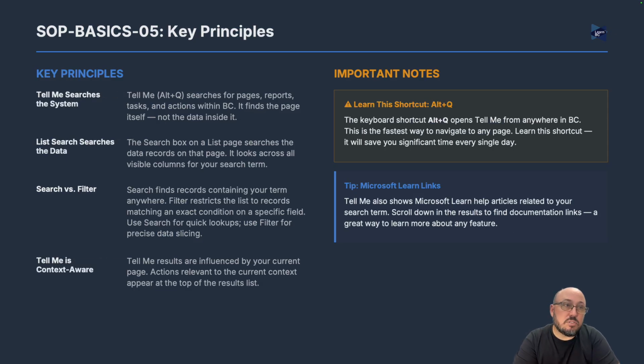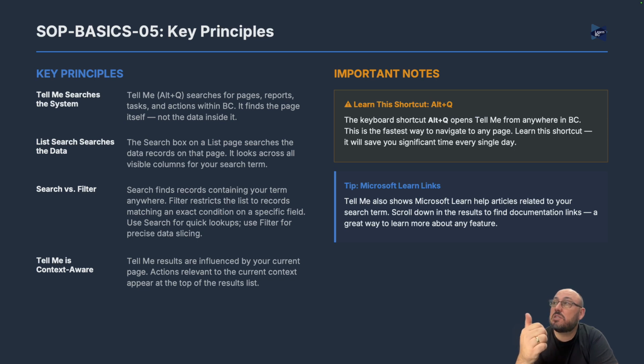Now, key principles for us to take away today. Tell Me searches the system. Tell Me, Alt+Q, searches for pages, reports, tasks, and actions within Business Central. It finds the page itself, not the data inside it. That being said, if you were to type a sales order number and hit enter, it actually will then go and do an advanced search, and I'll show you that in the demo.